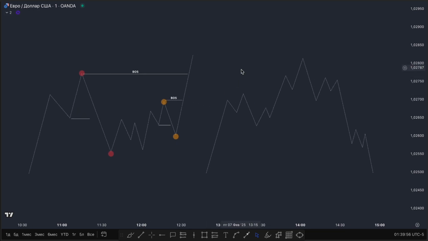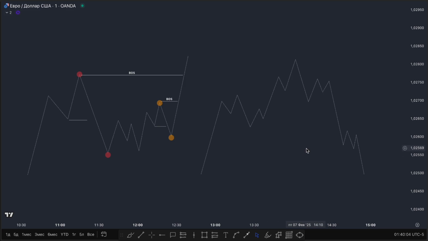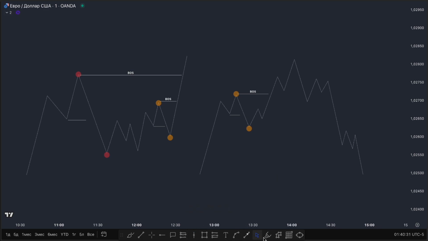Next, what is CHoCH? CHoCH is a change in the nature of the trend. That is, when the price already changes its direction, for example, from rising to falling. We see that we have a maximum here, yes, because the price removes the inducement here. Next, it makes a BOS here and confirms a new low here. Thus, the new maximum is confirmed here.